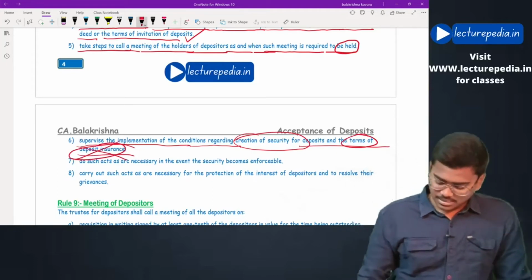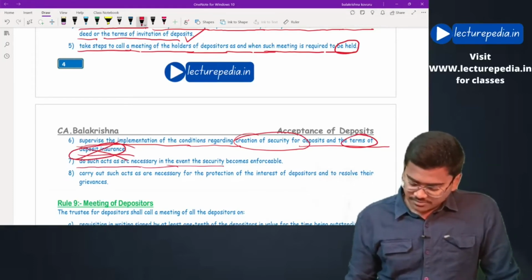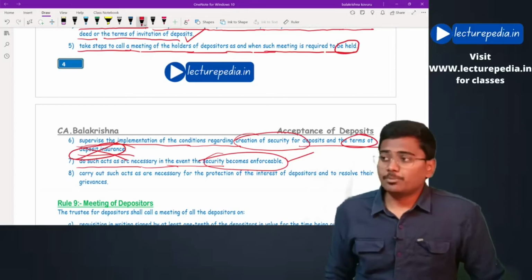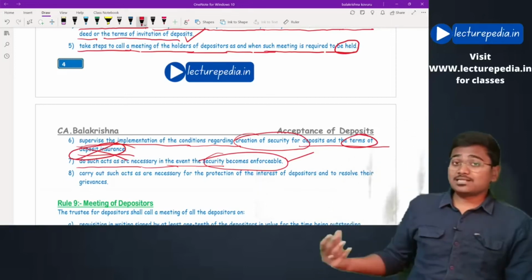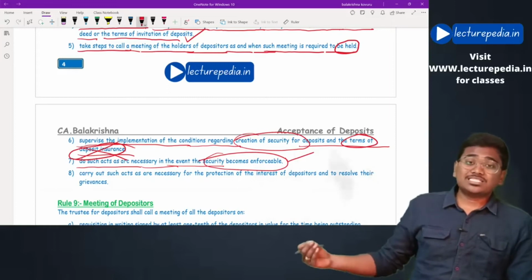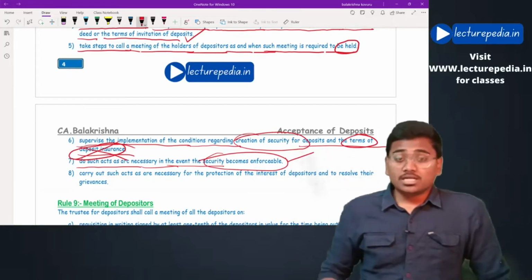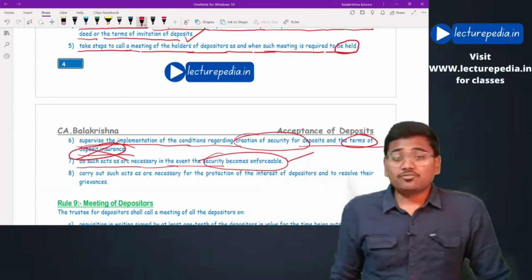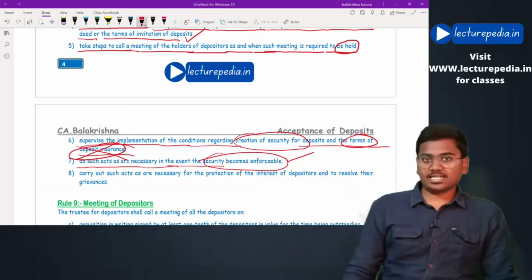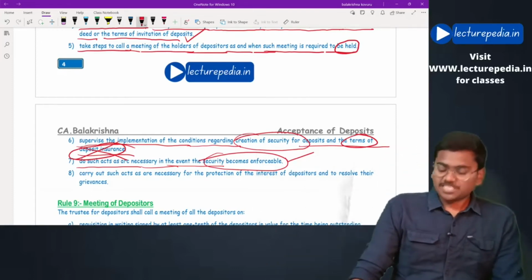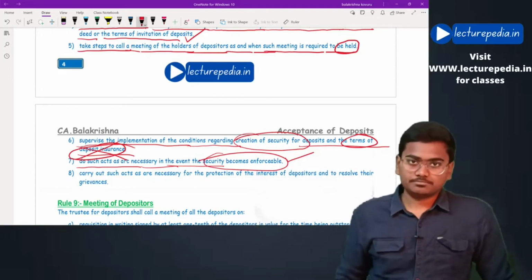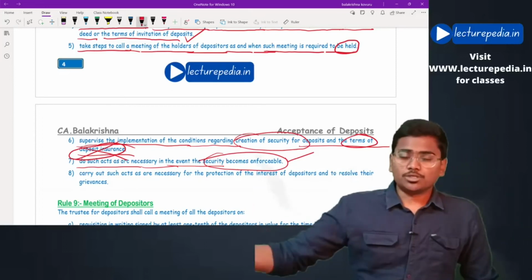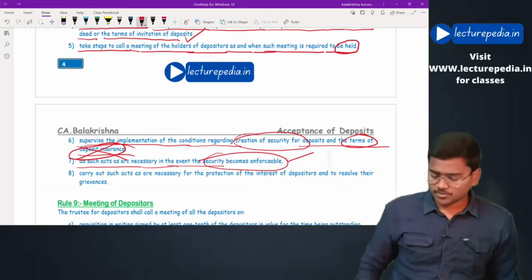Do such acts as are necessary in the event the security becomes enforceable. In case the company fails to repay the deposit, the company has now created security, so the security can be enforced. In case there is any requirement to enforce the security, all the aspects related to enforcement of security have to be taken care of by our trustee on behalf of deposit holders. By selling that asset and realizing the amount, the trustee should repay the amount to the deposit holders, on behalf of the company.